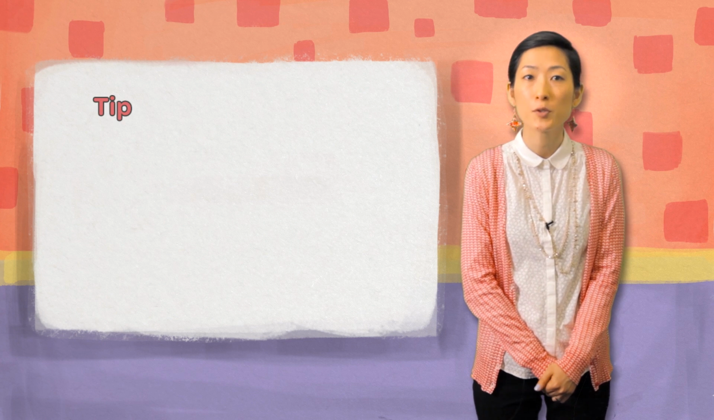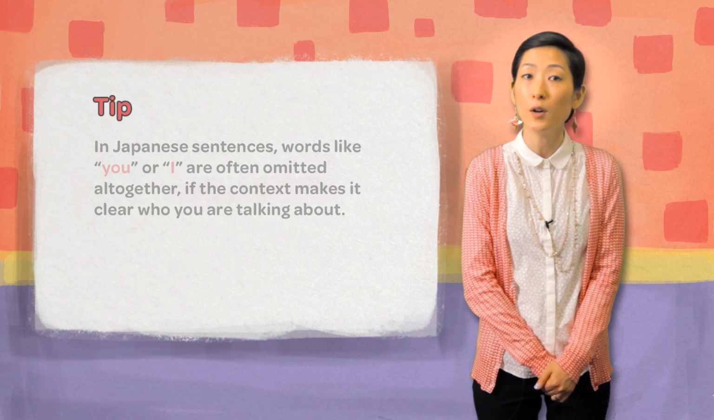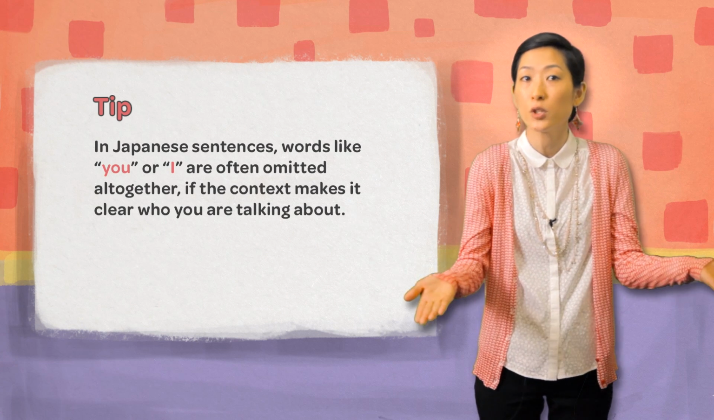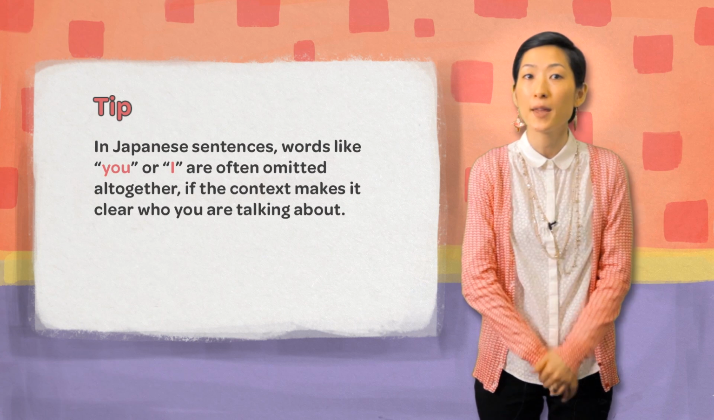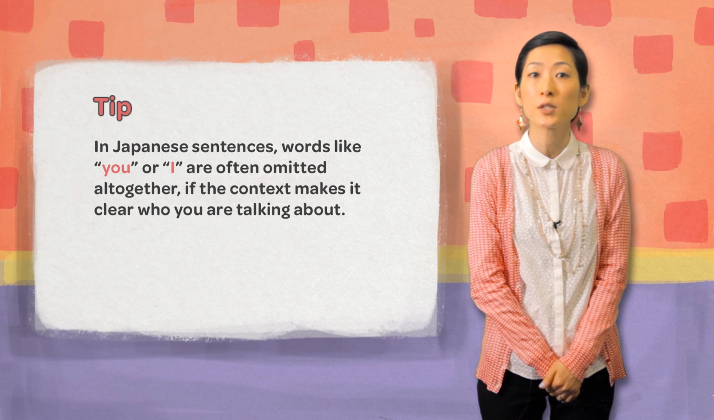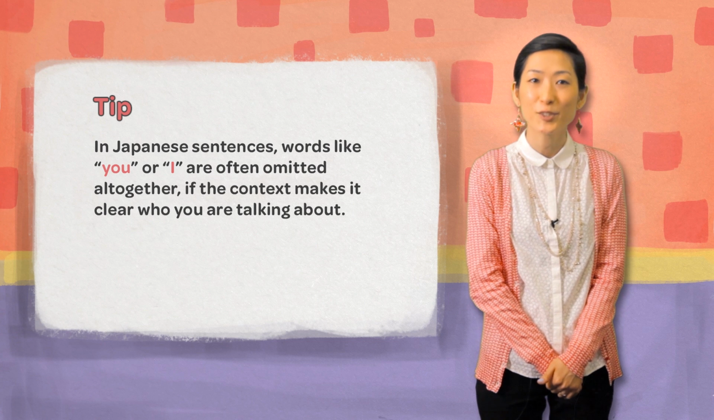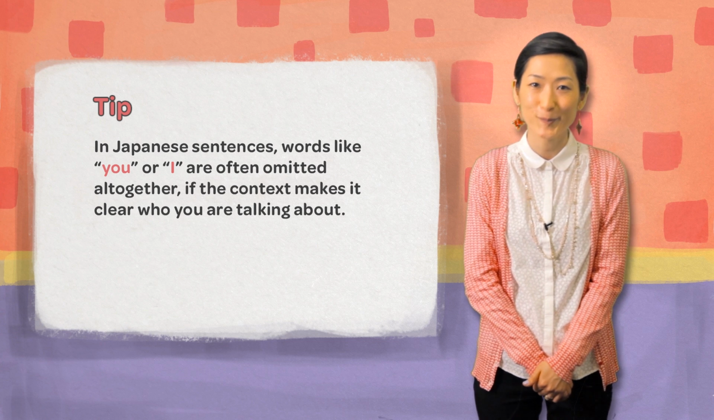One more tip. It's very important to remember that in Japanese, we often completely omit words like you, anata, or even I, watashi, if it's obvious who we are talking about through context. I'll talk more about this in a future episode.